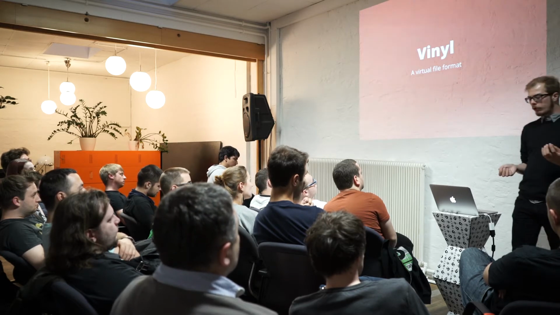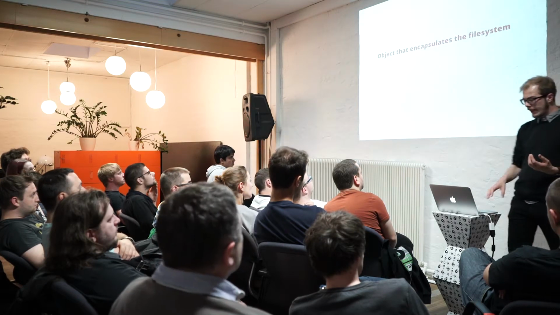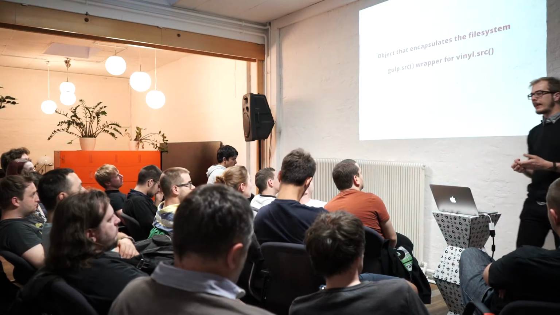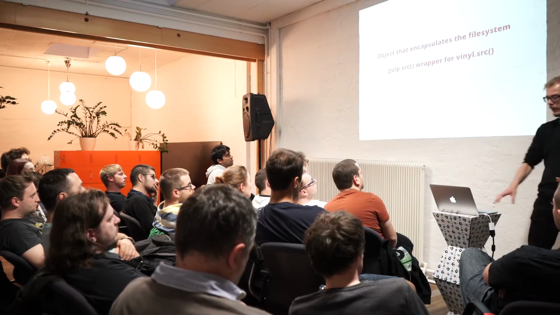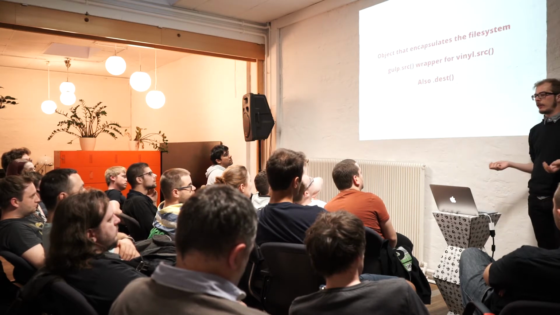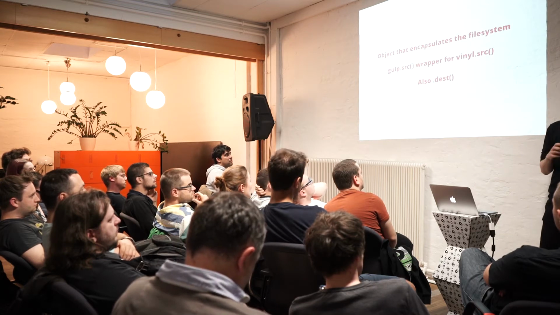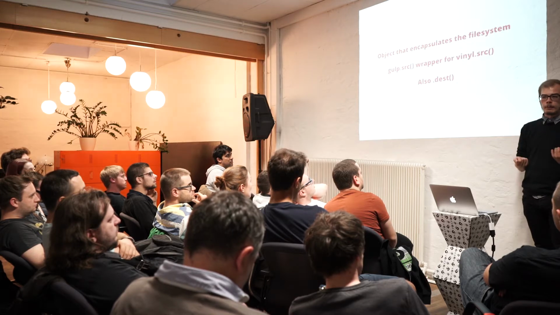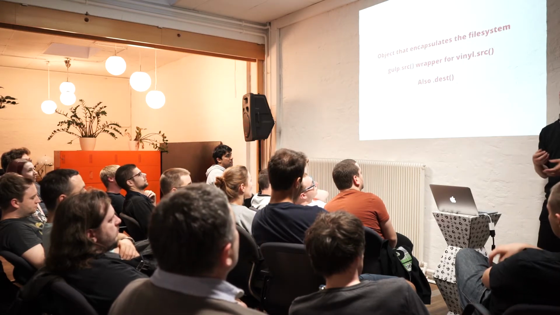It's just an abstraction layer on top of it. These virtual files encapsulate the file system, and in practice this means that the Gulp source function is just a wrapper for the vinyl.source function, and the Gulp.dest function is just a wrapper for the vinyl.dest function. So all this reading and writing happens in Vinyl. It's an essential part of Gulp, and it's developed by the same people that develop Gulp, but you could use it separately.